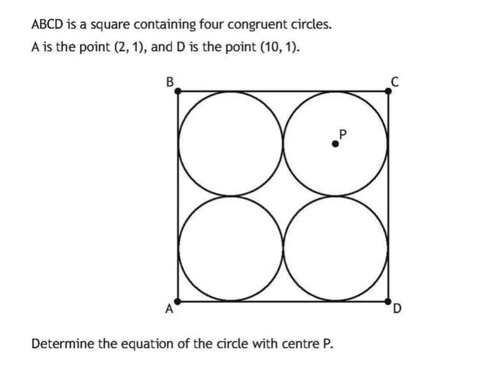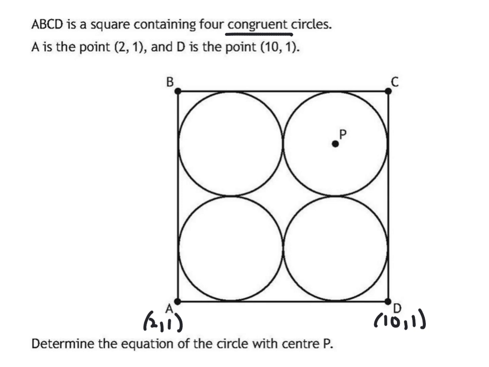Okay, here is another problem. It looks pretty similar to that one. What we've got is 4 congruent circles. Congruent just means they're identical, they're the same size. We're told that A is the point 2, 1. So down here is 2, 1. And D is the point 10, 1. We have to determine the equation of this circle up in the top coordinate.